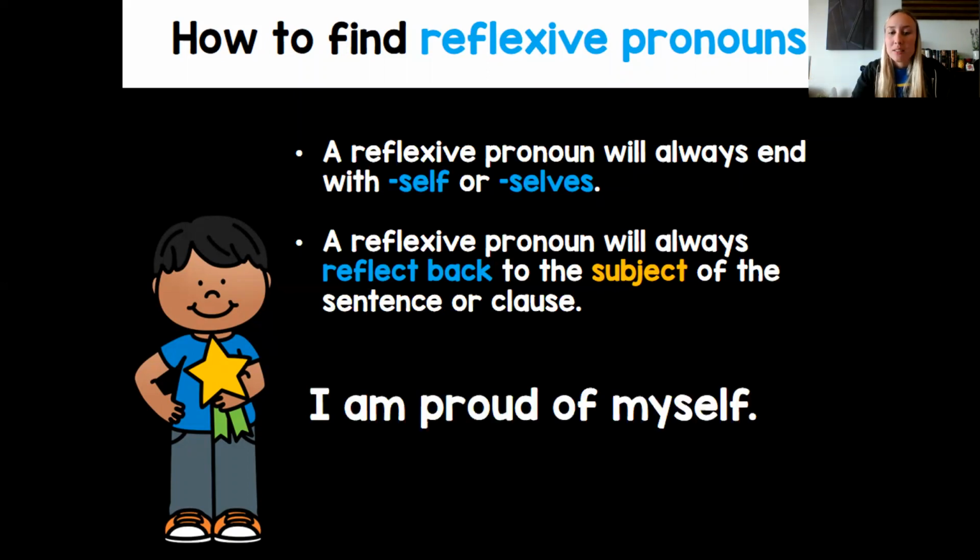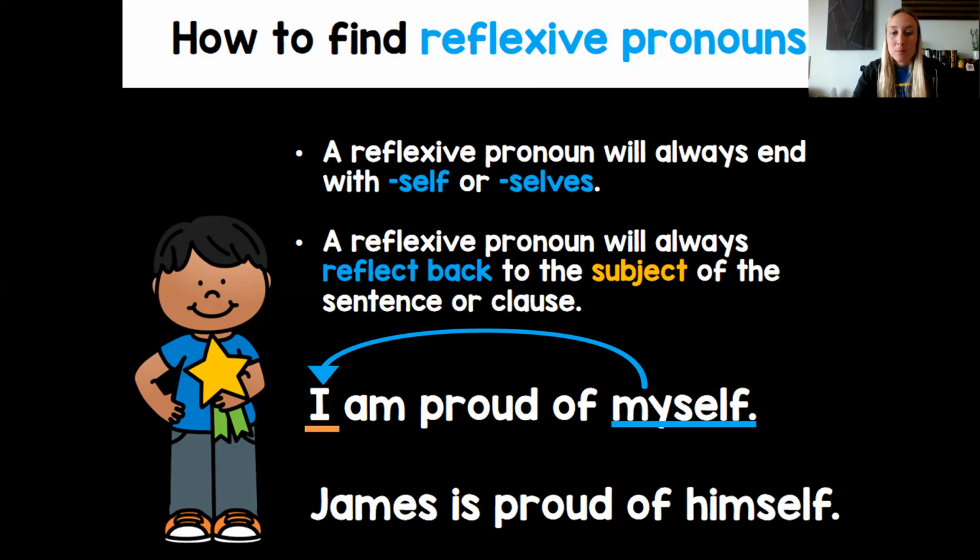So for example, in the sentence, I am proud of myself, the reflexive pronoun myself reflects back on the subject, I. James is proud of himself. We have the subject, James, and the reflexive pronoun, himself. Those match up, and the reflexive pronoun goes back and is connected to the subject, James.